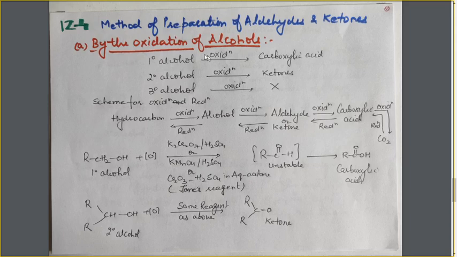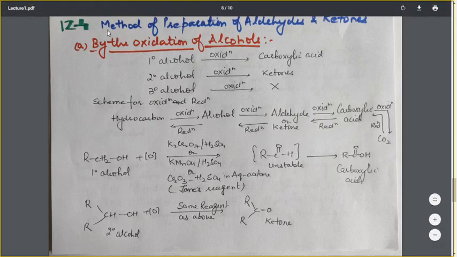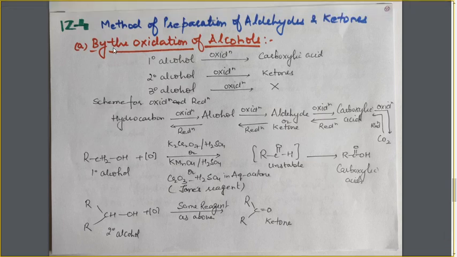Now let's start with the first part, that is methods of preparation of aldehydes and ketones. Here there are methods which give both types of compounds, aldehydes as well as ketones. First, by the oxidation of alcohols. Regarding oxidation and reduction, I have made a chart here. From that you can see the sequence.